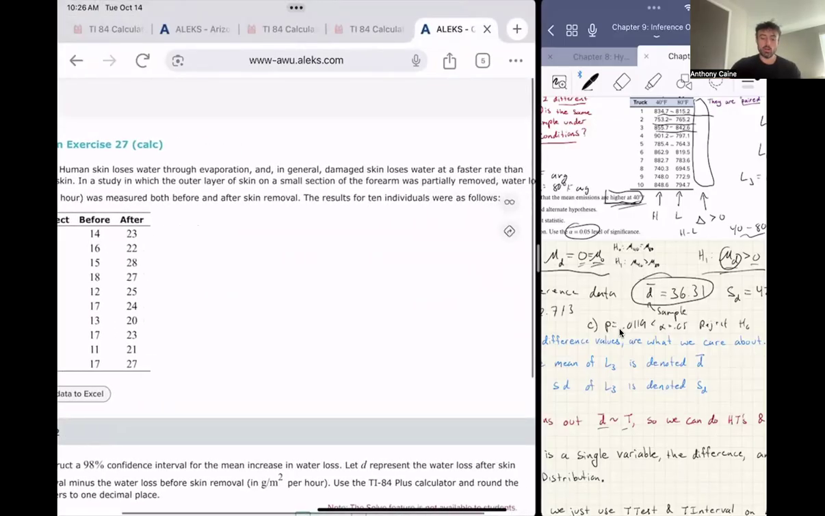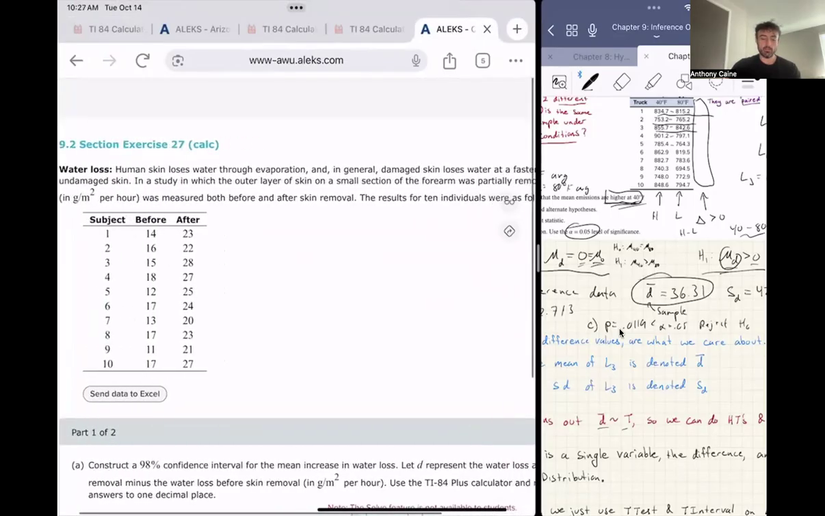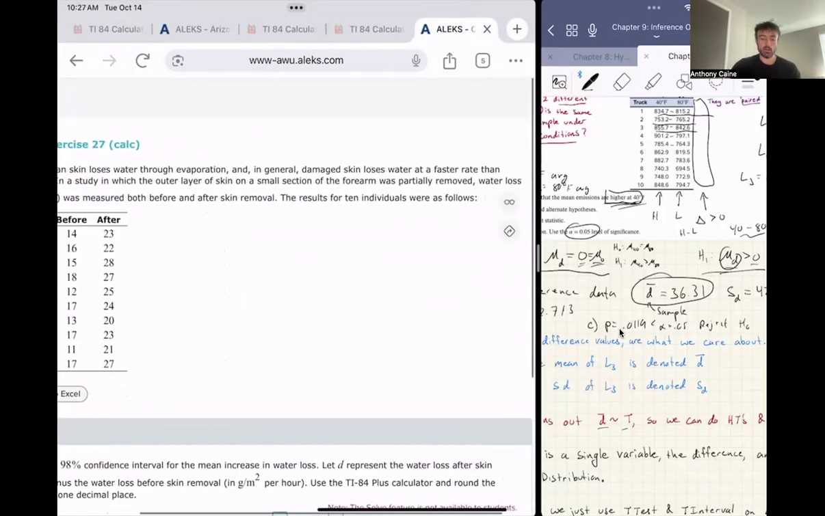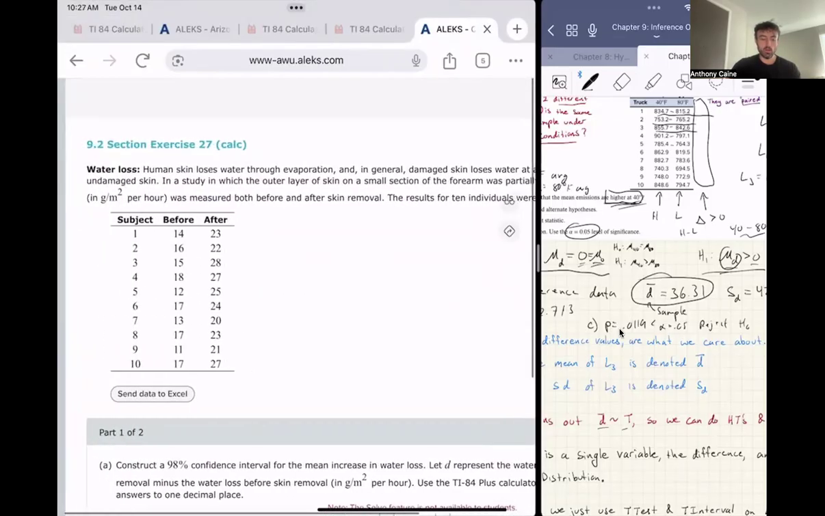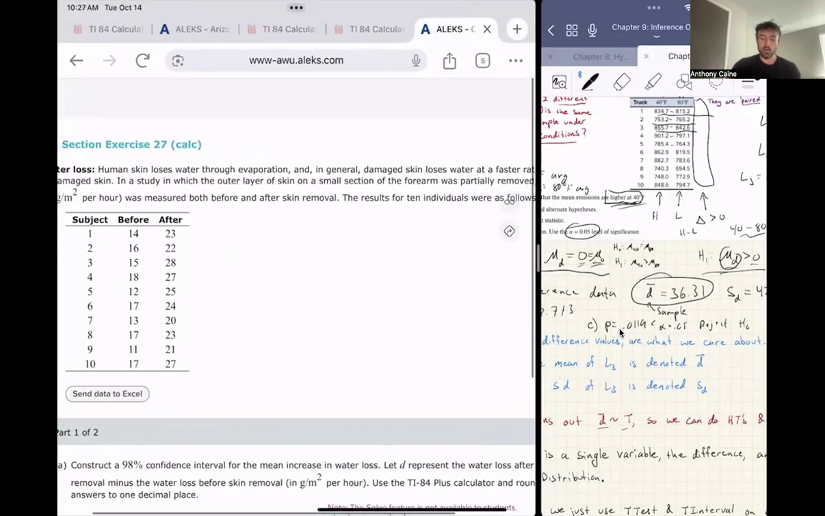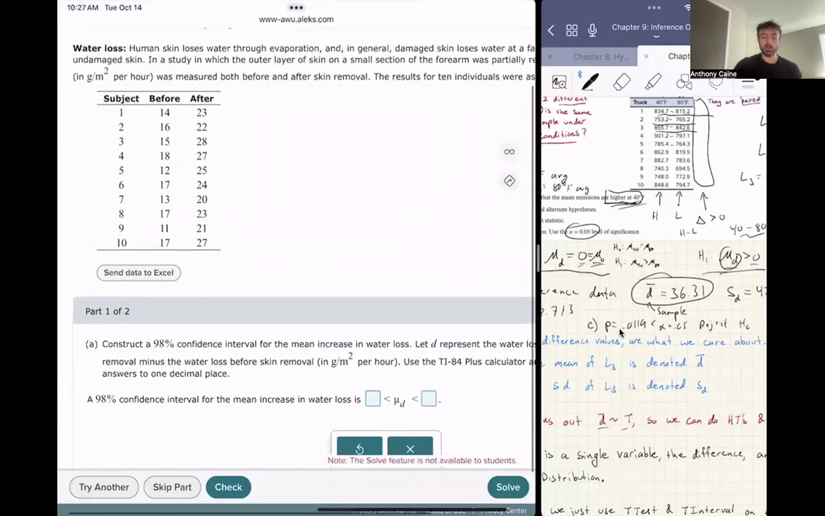Okay, human skin loses water through evaporation, and in general, damaged skin loses water faster than undamaged skin. In a study in which an outer layer of skin on a small section of forearm was partially removed, water loss was measured. Okay, cool. So we pull off some skin from the forearm, and we're looking at how much water is evaporated, with a before and after treatment. You have your group of subjects, the same people, you check their water evaporation rate, then you damage their skin, and then you check it again. That's one population, two conditions, right?